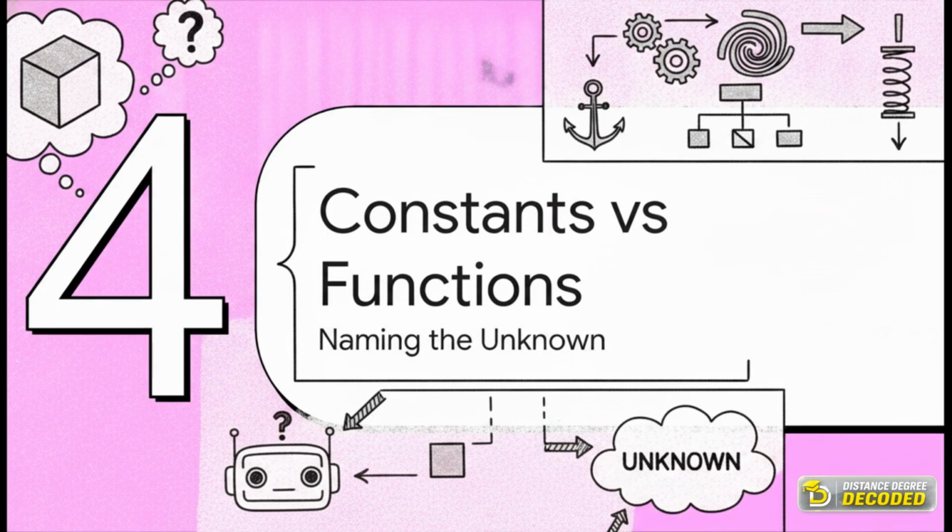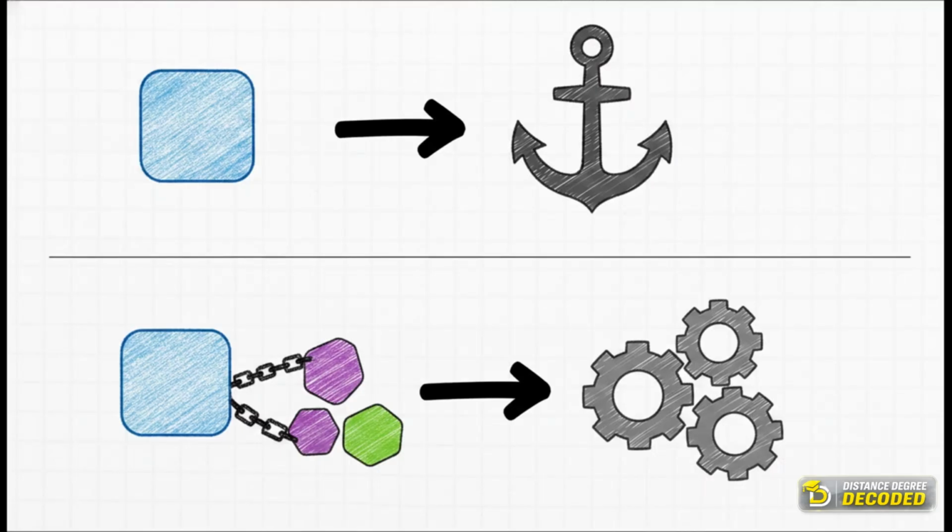Section 4. Constants versus functions. Naming the unknown. The rules for this are actually surprisingly simple. If an existential variable stands totally alone and is completely independent, we replace it with a fixed Skolem constant. Think of it like dropping a solid, unchanging anchor, like the letter C or D. On the other hand, if our unknown variable depends on other universal variables, it acts a bit more like a system of turning gears. In that case, we replace it with a Skolem function. So just remember, independent means you use an anchor constant, dependent means you use a gear-like function.